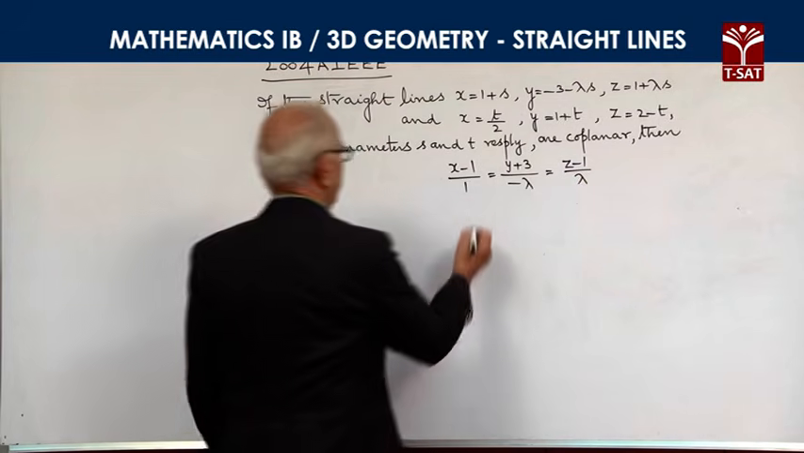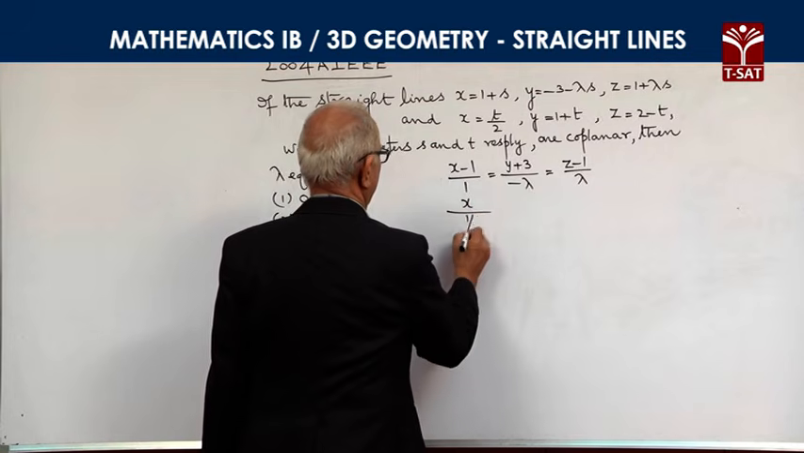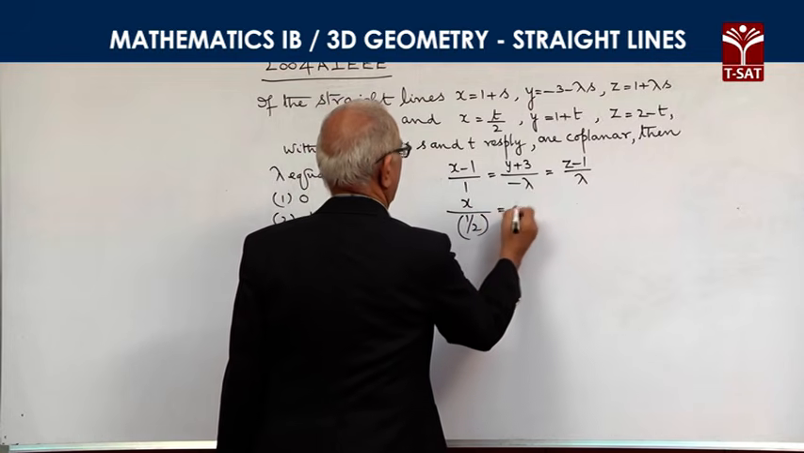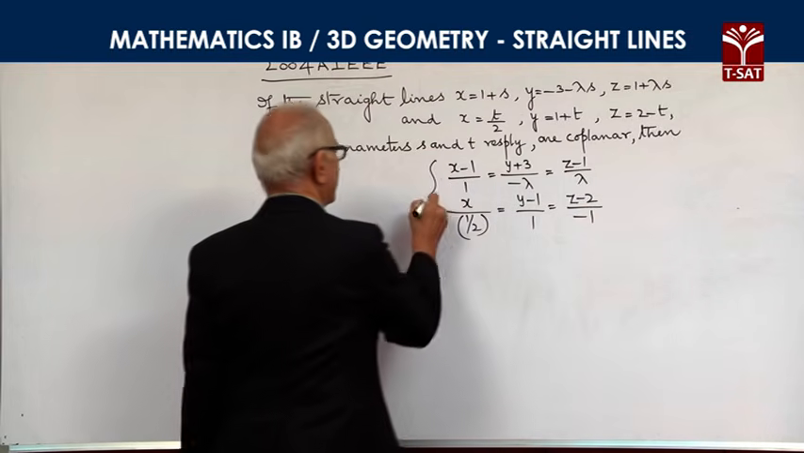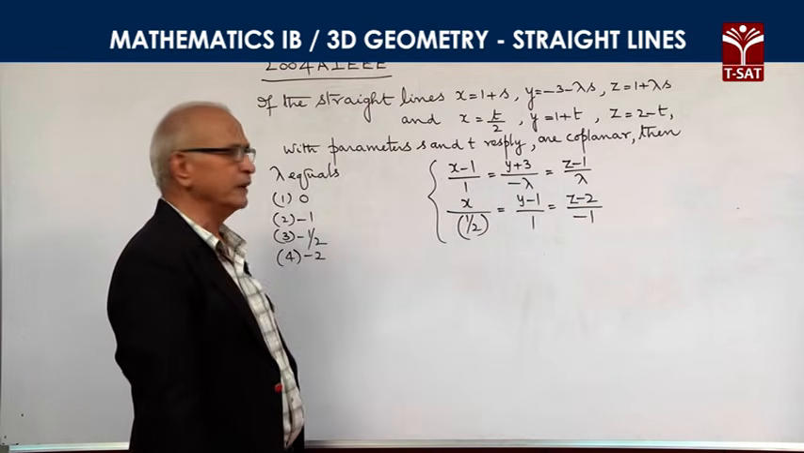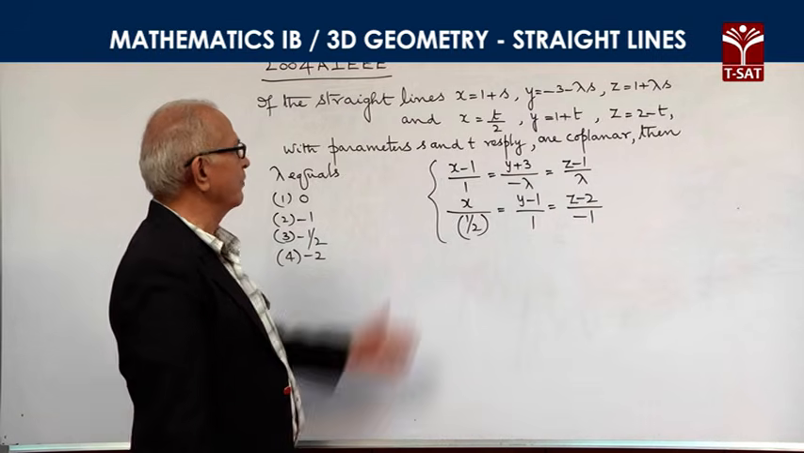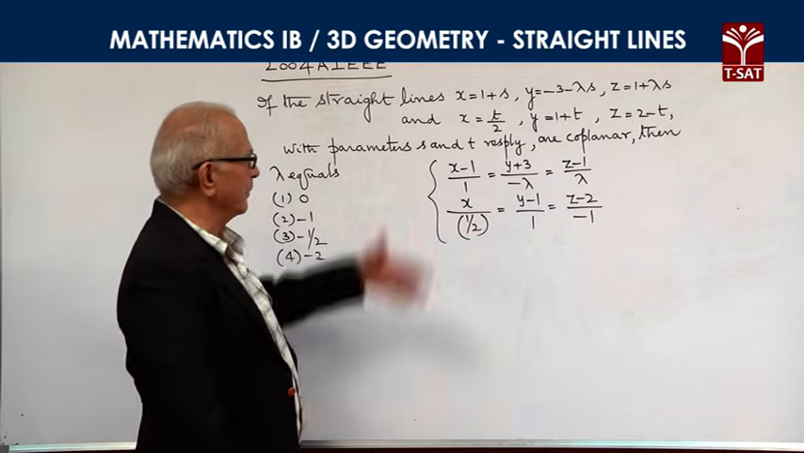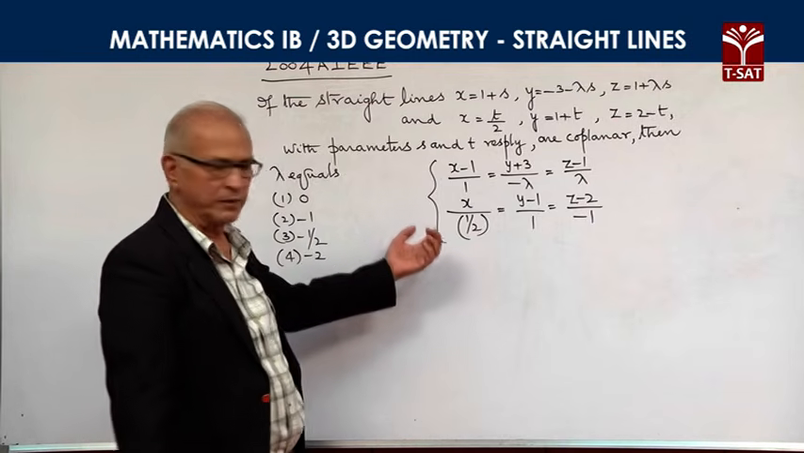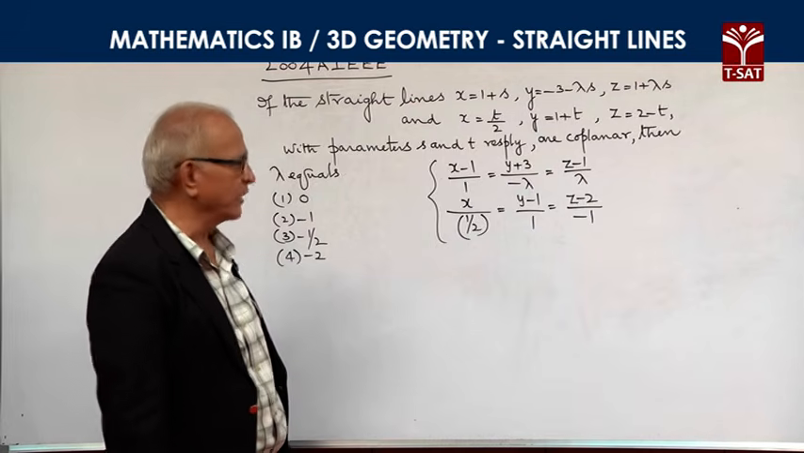And the second line: x/2 = (y minus 1)/1 = (z minus 2)/(minus 1). So these are the equations of the two lines in the symmetric form. The equations are given in the parametric form involving two parameters t and s, so by eliminating t and s, we can write both equations in the symmetric form.